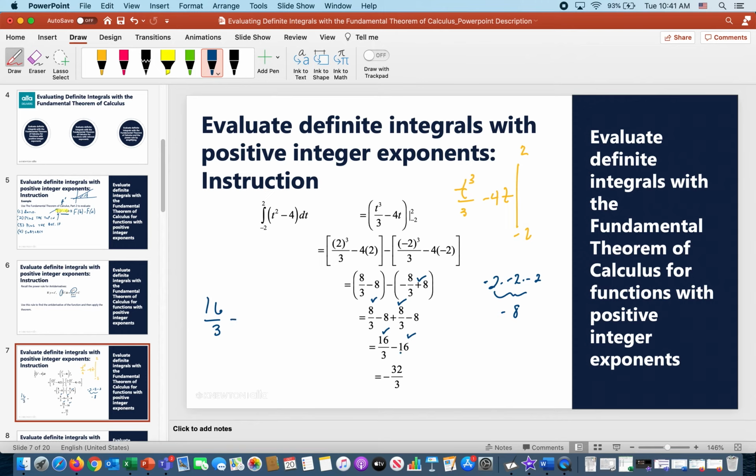So if I put 16 over, if I try to change this 16 to something over 3, it's going to be 48 over 3. And when I subtract those, that's where that negative 32 over 3 comes from.